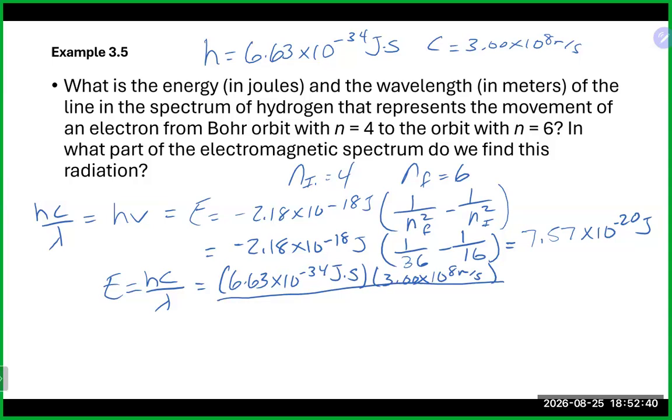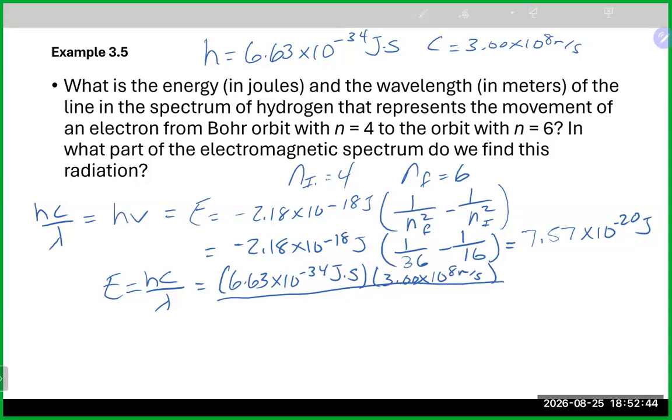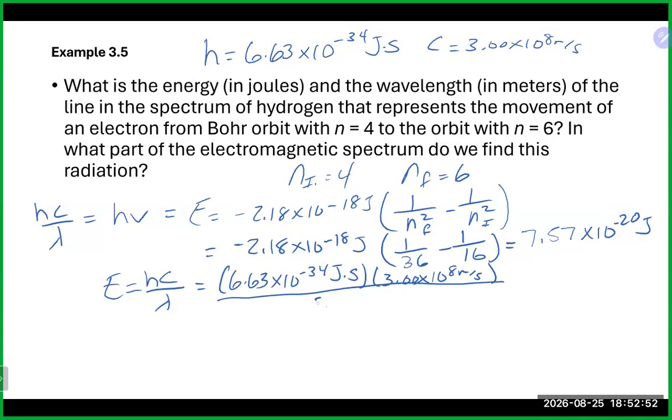I'm sorry, I should really rearrange this before I do that. That probably would have been a much better move. So we will have our energy on the bottom, which would be 7.57 times 10 to the minus 20 joules.